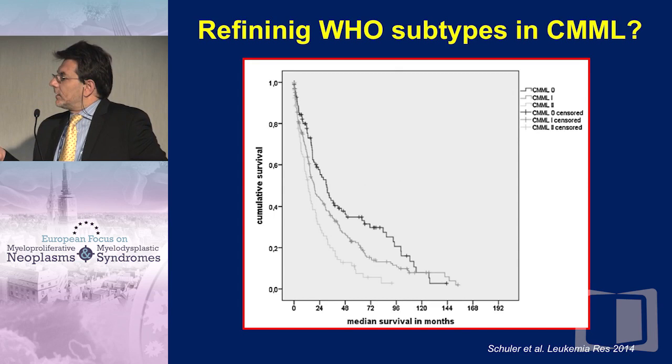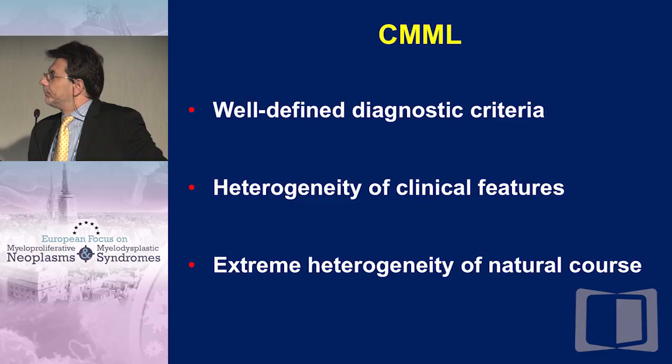This is a very nice recent paper published in December last year by the German group, Düsseldorf group, and what they showed is that if we take not only the 10% threshold, but also the 5%, we can have three subtypes of CMML. The one which is called zero is with bone marrow blast up to 5%, and then from five to 10 is the CMML1, and the CMML2 is more than 10. So this is also now under debate because it might change a little bit the subclassification.